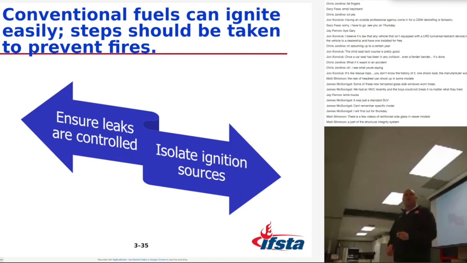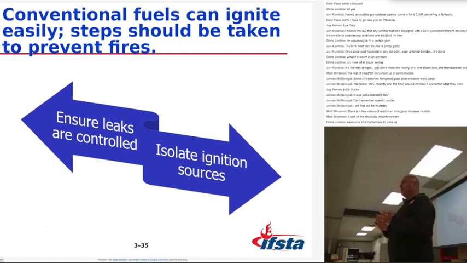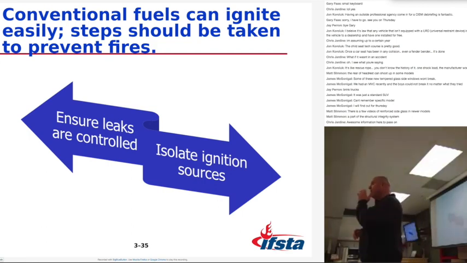Conventional fuels can ignite easily. Steps should be taken to prevent fires. Where are we going to get our fuel leaks from? Fuel tank, fuel lines, in the engine, a little bit. From trailers transporting fuel, and for us, slip tanks.